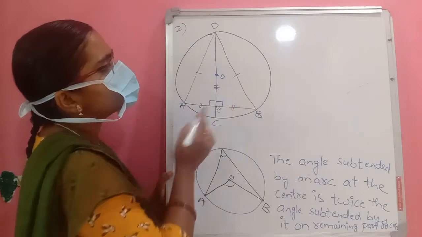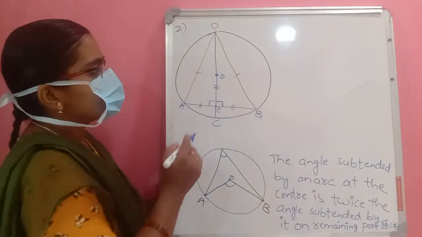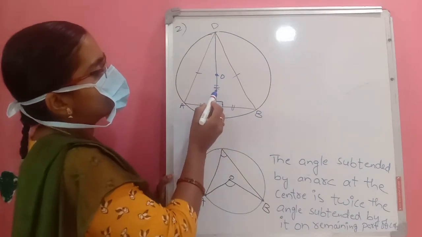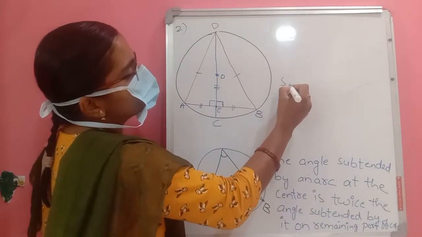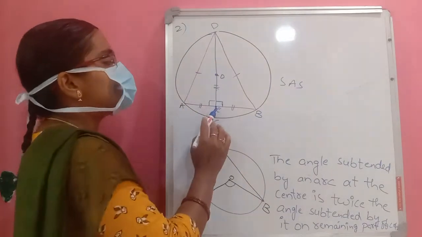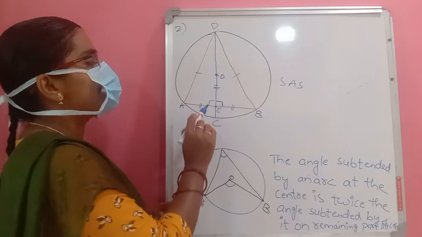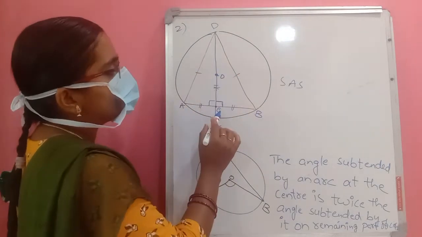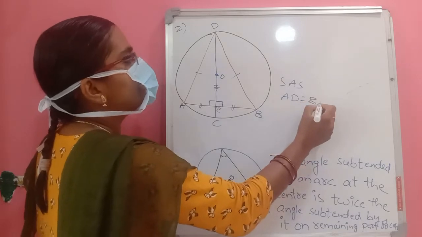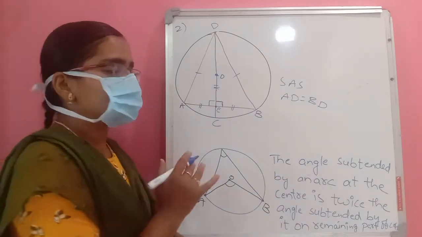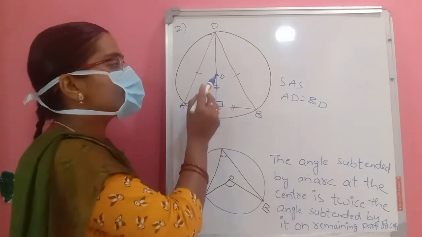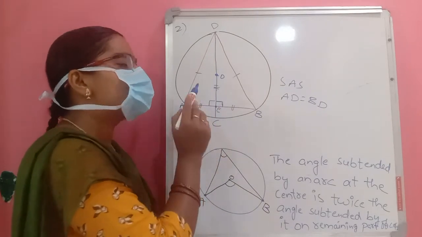This is common for both the triangles. Now you can see here side angle side, side angle side. So according to SAS criteria, triangle ADE is congruent with triangle DBE. Therefore, AD is equal to BD. So simply we can prove this. So here you have to know this. A perpendicular line on the chord from the center means it bisects the chord.